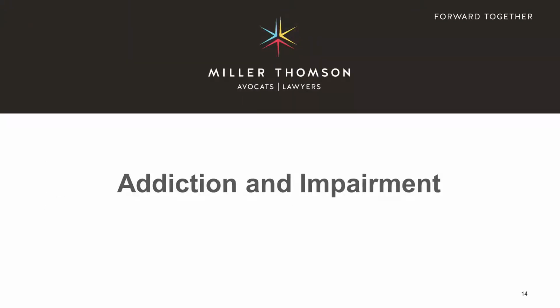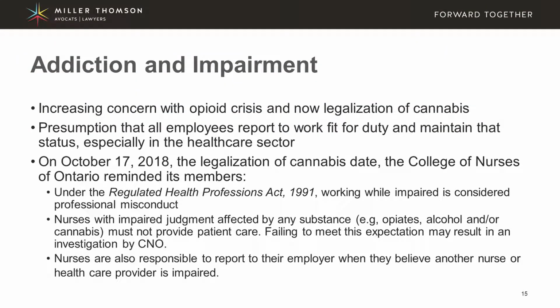Now, I'm going to go from the employee's health, safety, and privacy, and we're going to deal with addiction and impairment issues. Now, as you will all know, obviously there's an opioid crisis, and I think all are agreed on that. Add to that, we've got the legalization of cannabis, and it's a difficult context for employers, and we'll deal with testing and the limited ability of employers to do testing in a moment as well. But it's a very difficult area for employers to navigate.